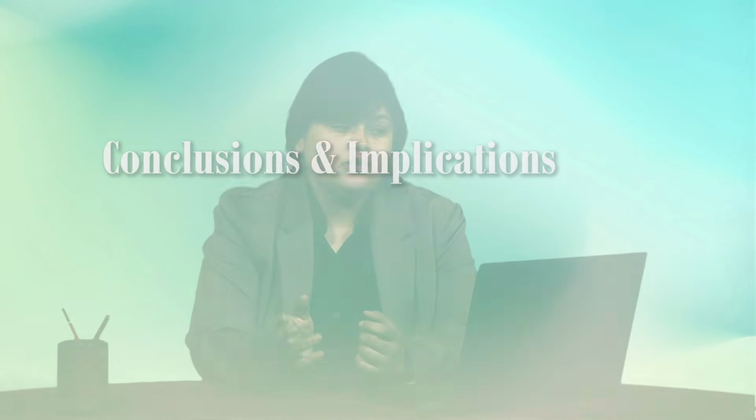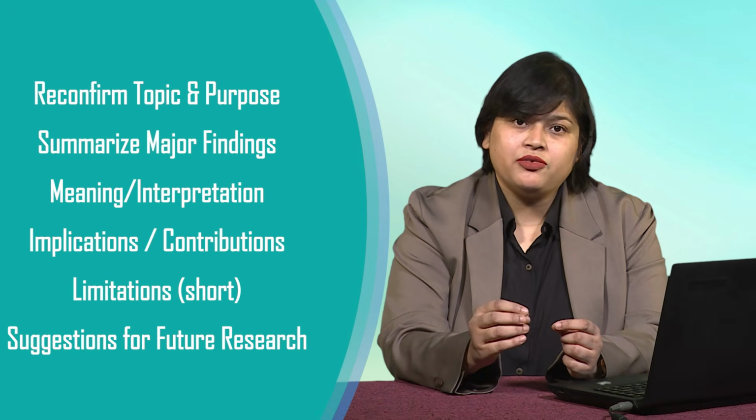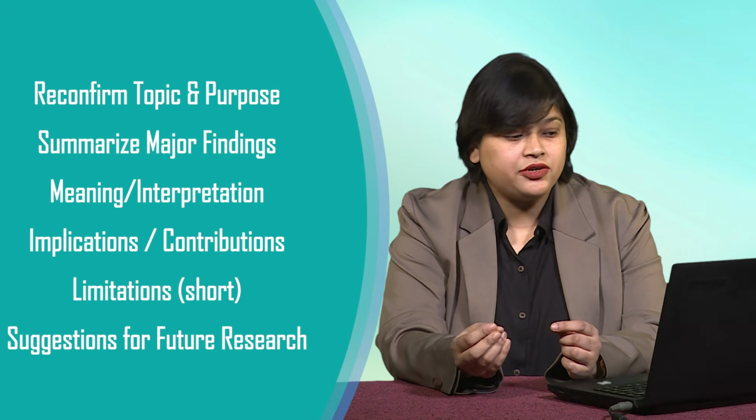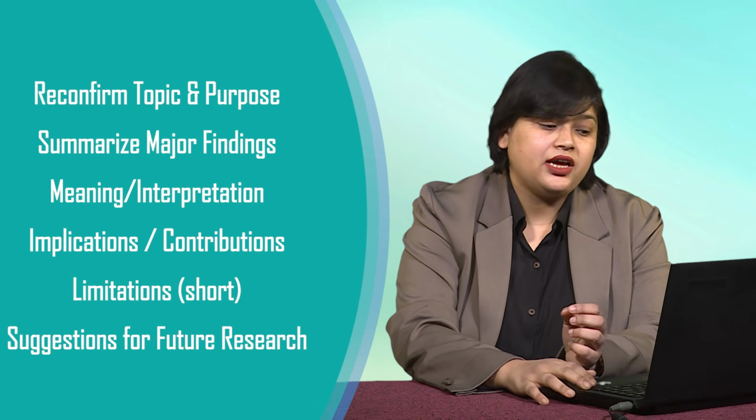Now, writing the academic conclusion and implication is the final section of the thesis. It brings closure to the study by summarizing the main findings and showing how they answer the research questions, and explains the value and the impact of the research. What to include over here? Reconfirm the topic and purpose, summarize the major findings, meanings and interpretation, implications and contributions, limitations very briefly, and finally suggestions for future research.